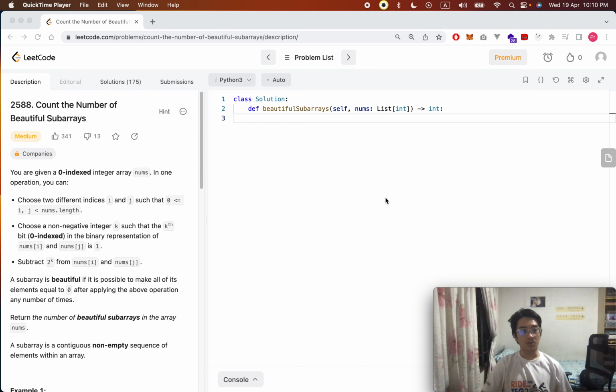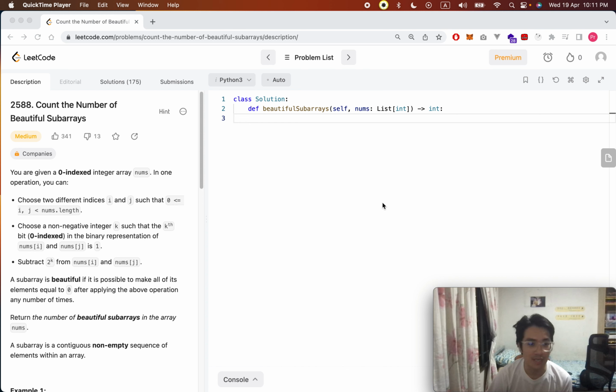Hi guys, so today we're gonna try LeetCode 2588, count the number of beautiful subarrays. So you're given a zero indexed integer array nums. In one operation you have to choose two different indices i and j, such that it is greater than or equal to 0 and less than nums.length, and choose a non-negative integer k such that the kth bit, 0 indexed, in the binary representation of nums[i] and nums[j] is 1.